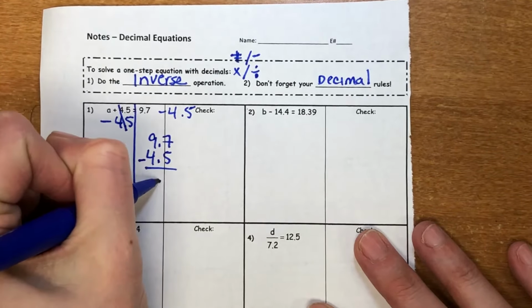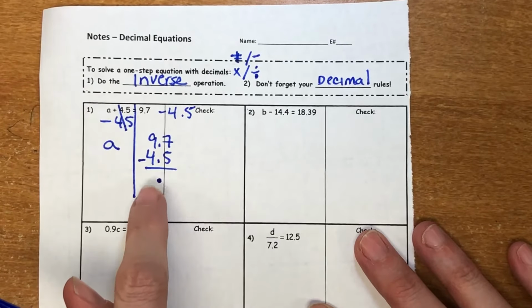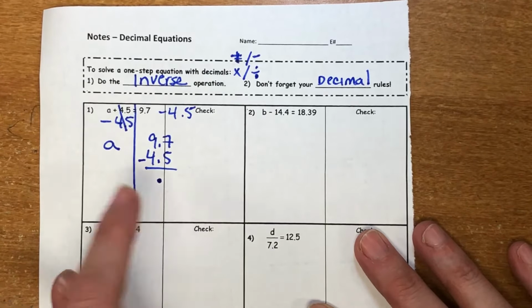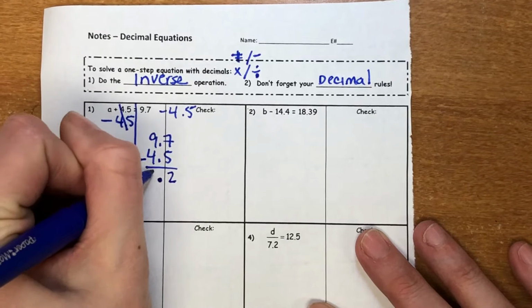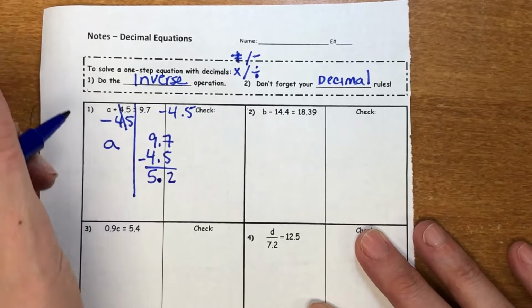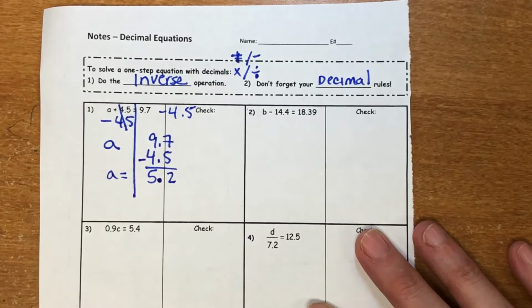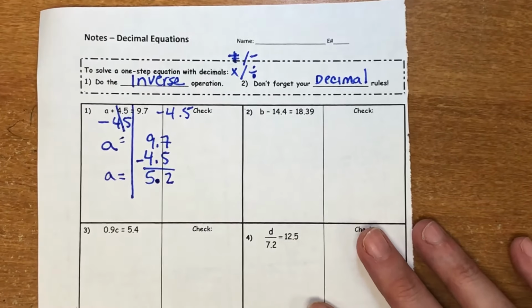Don't forget to place my decimal in the answer, straight down. So 7 minus 5 would give me 2, and 9 minus 4 would give me 5. So my solution is a equals 5 2/10.